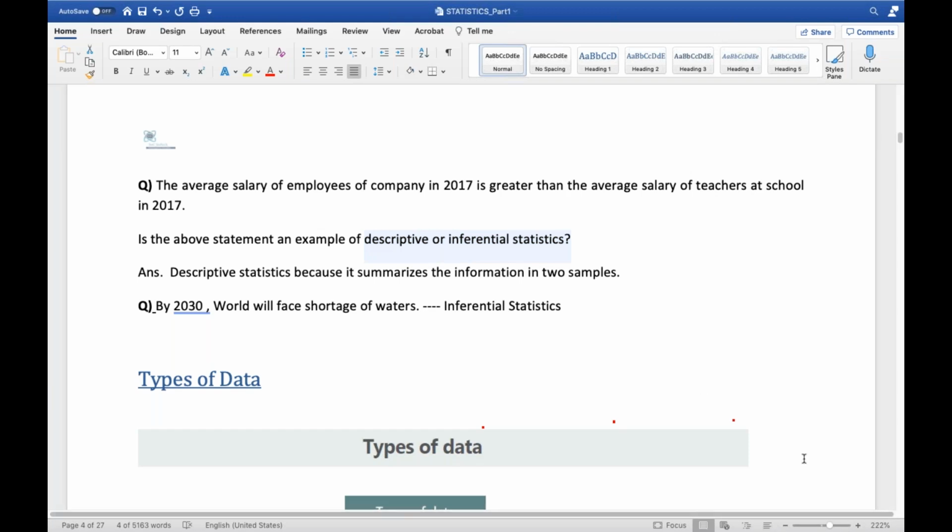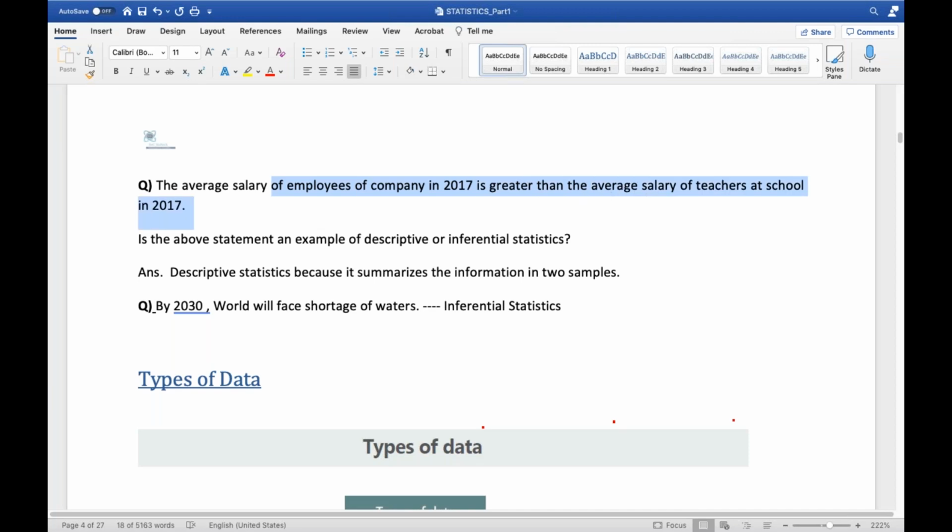No. Inferential is all about taking decisions. You're not taking any decision here. You're not estimating any decision for the future. So this is not inferential. It's descriptive. But why? How can you say that it's descriptive statistics? Because it was very simple, guys. It was giving summary information of two samples. Here we have two samples, employee salary and teacher salary. You're comparing and giving a description regarding these two groups.